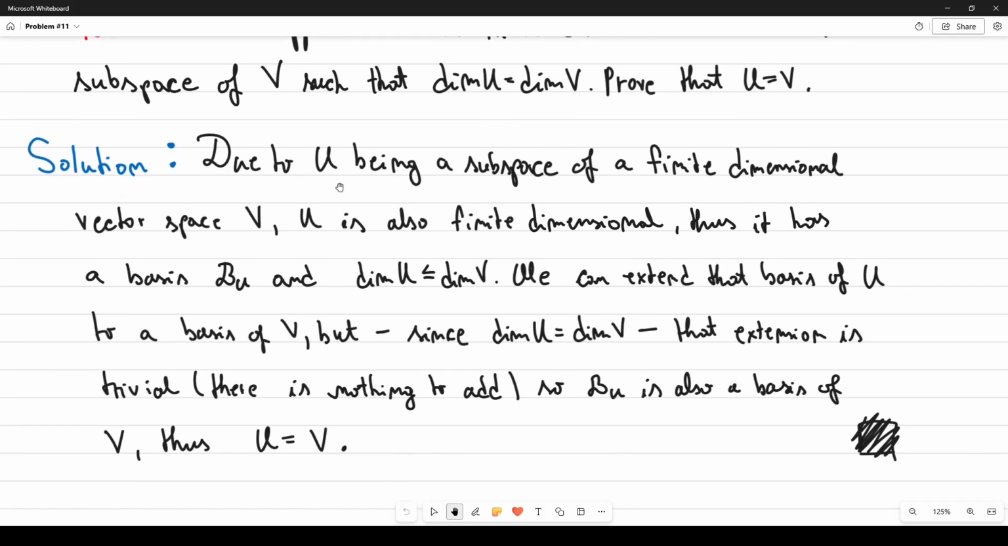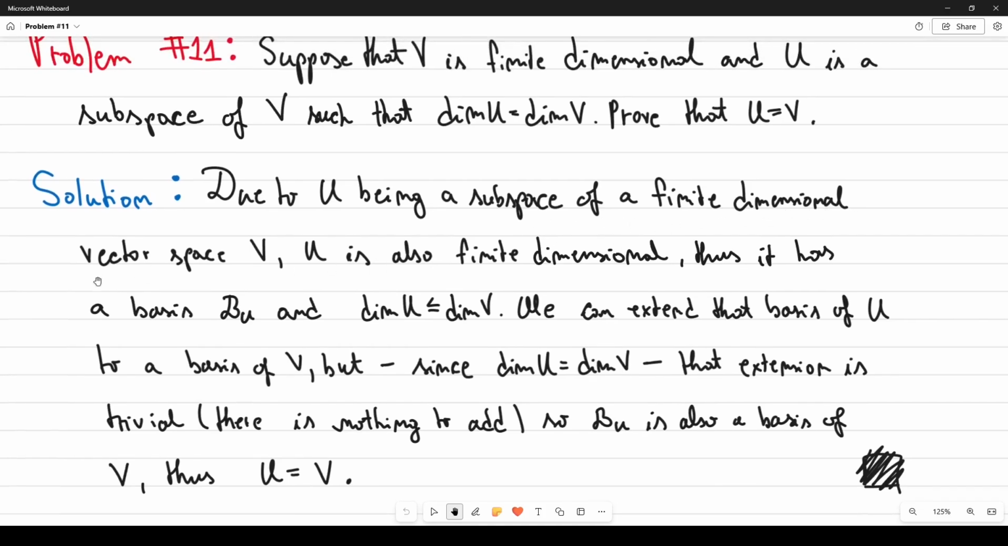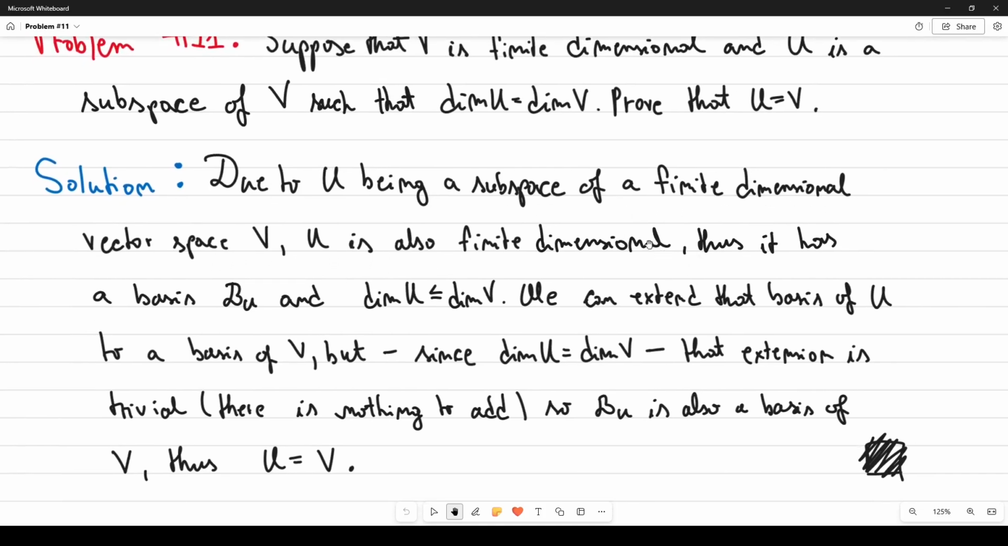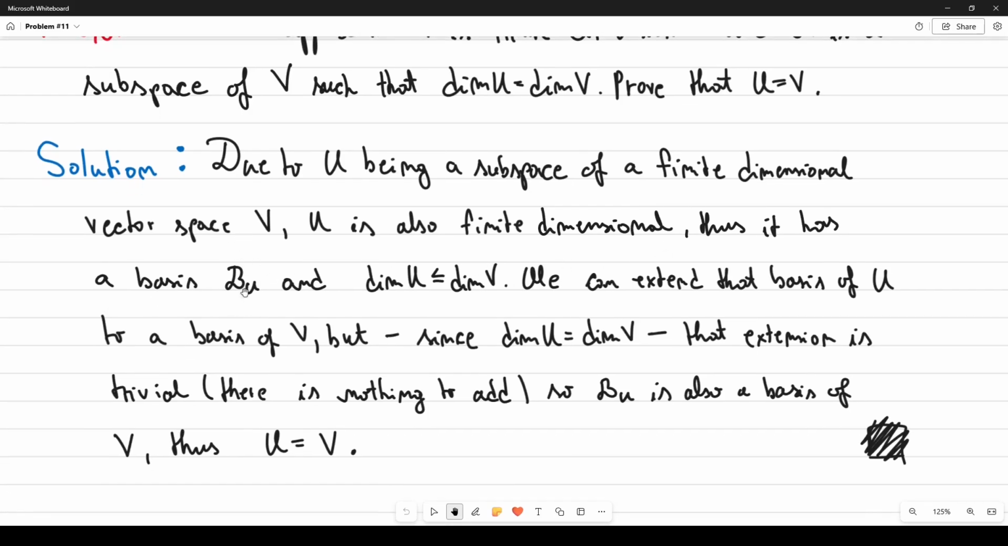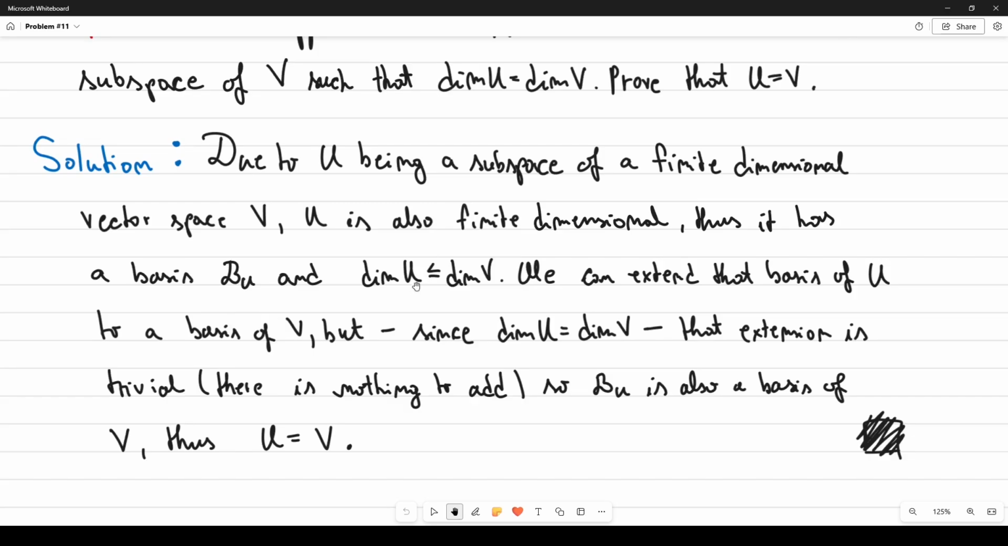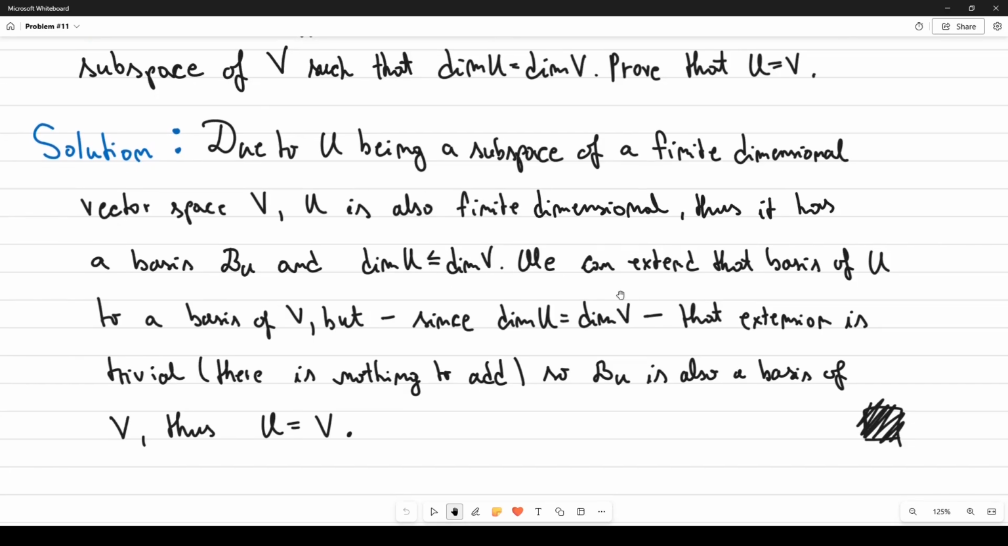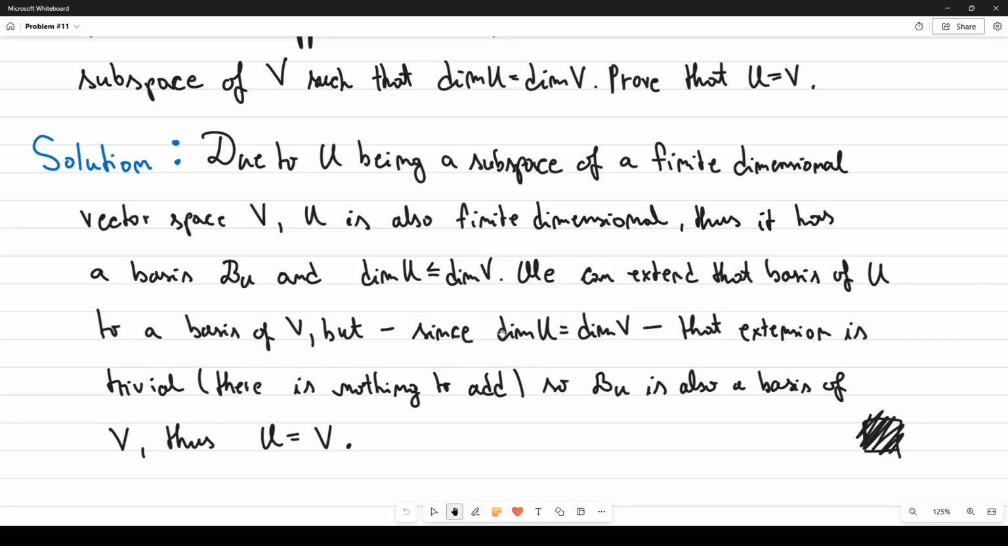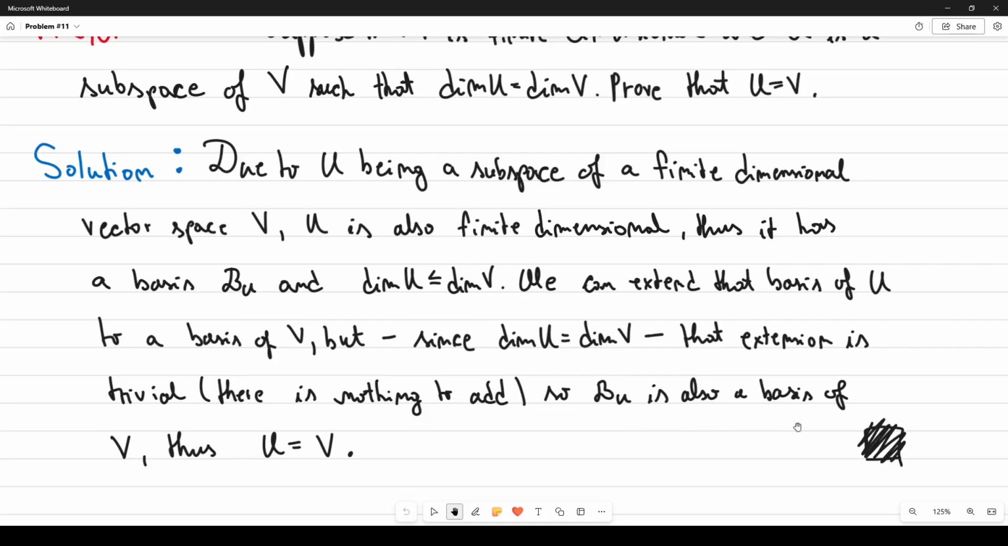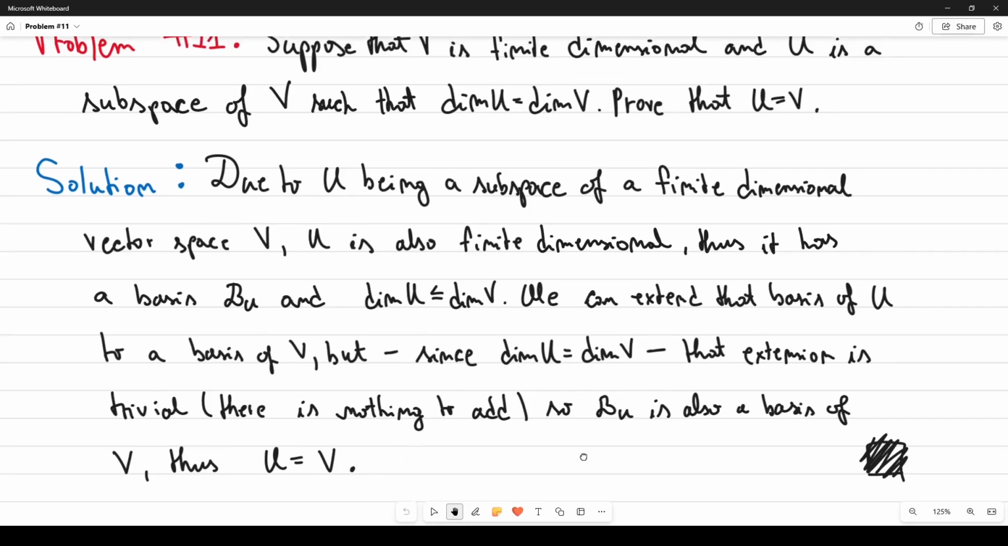Well, due to U being a subspace of a finite dimensional vector space, U is also finite dimensional. Thus it has a basis B of U, and the dimension of U is less than or equal to that of V. Now we can extend that basis B of U to a basis of V. But since the dimension of U is equal to the dimension of V by our assumption, that extension is trivial. There is nothing to add. There is nothing to expand. So B of U is already also a basis of V. Thus, U has to be equal to V.